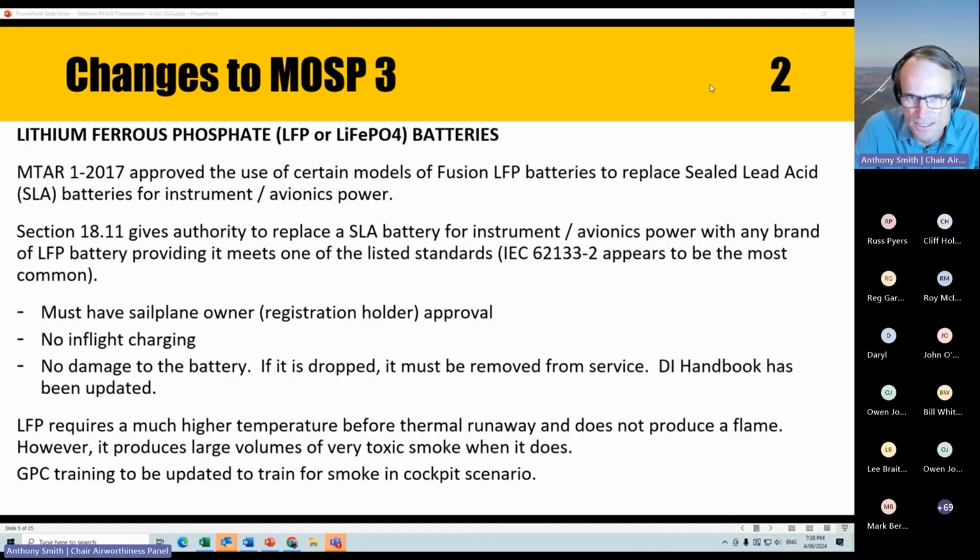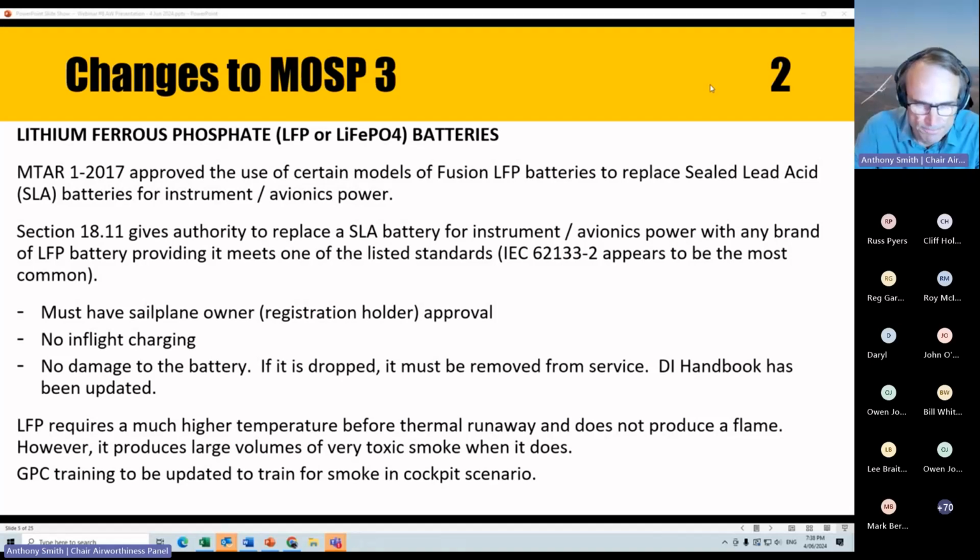Now, IEC 62133-2 appears to be the most common. In order to fit these batteries, you must have the permission of the sailplane owner. Now, that is the registration holder. You must not have in-flight charging. You must not have any damage to the battery. If it's dropped, it must be removed from service.